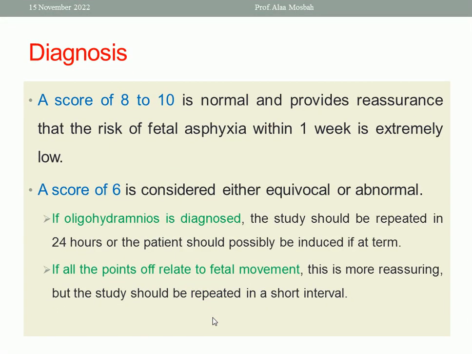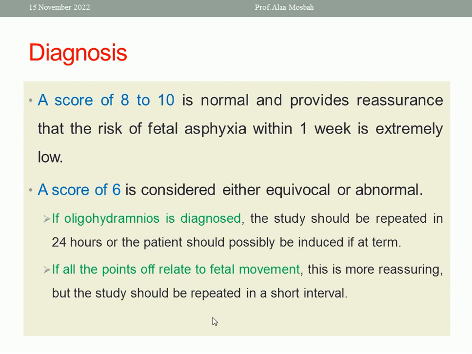Let us go to the diagnosis. After we did the biophysical profile, we have a score. If the score is 8 to 10, either 8 or 10, this is normal, and provide reassurance that the risk of fetal asphyxia within 1 week is extremely low.